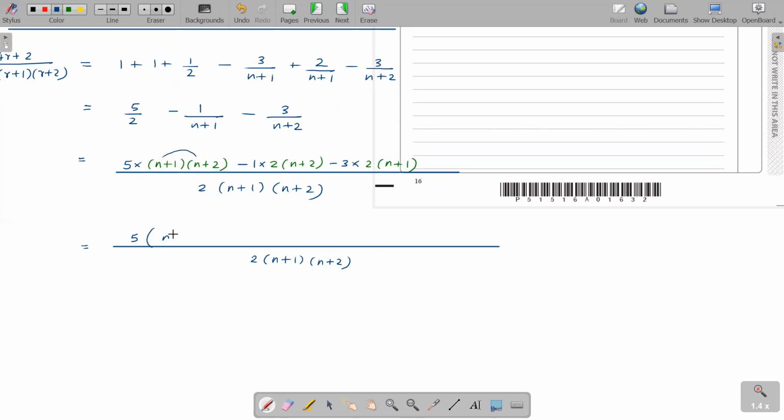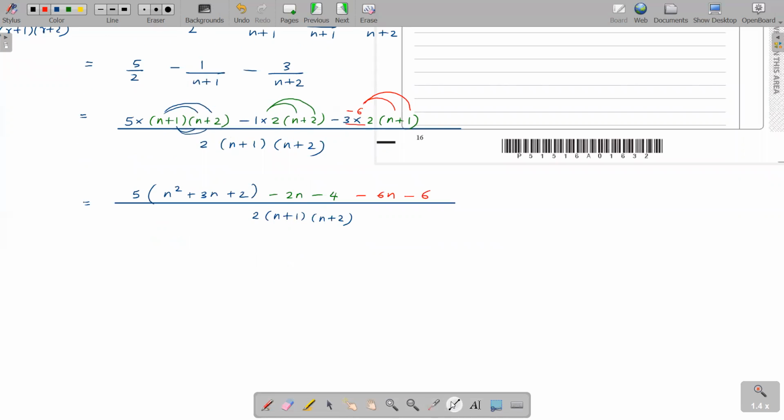N into n, that's n square, n into 2, 2n plus 1n, 3n, 1 into 2 is 2. Here it's minus 1 into 2 is minus 2, right? So minus 2 into n is minus 2n, minus 2 into 2 is minus 4. The next term, minus 3 into 2, that's a 6. So 6 into n is minus 6 into n actually. Minus 6 into n is minus 6n, minus 6 into 1 is minus 6. Are you all with me?